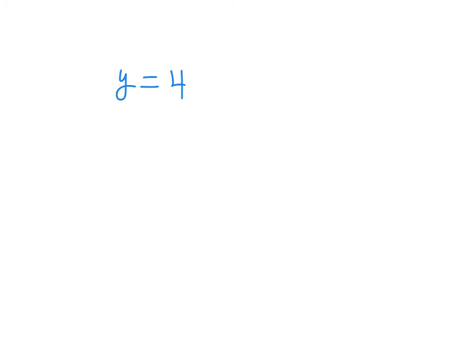So the question is, what does that line look like? Well, let me ask you a question. If it's y equals 4, do you think it's going to cross the y-axis or do you think it's going to cross the x-axis? Don't make it hard. It's going to cross the y-axis. Okay? So y equals 4 is the horizontal line that crosses the y-axis at 4. It's this line right here.